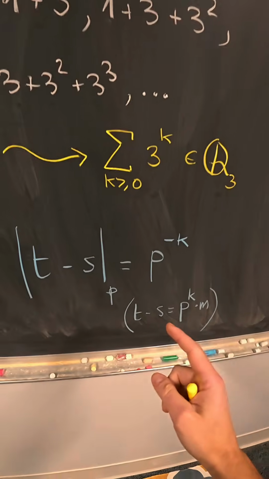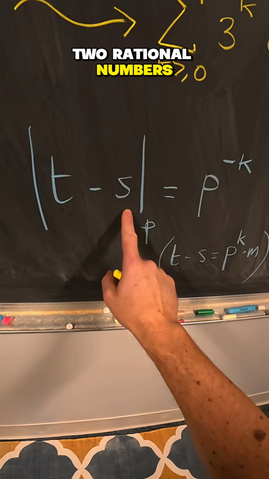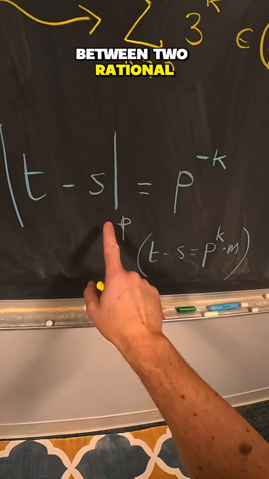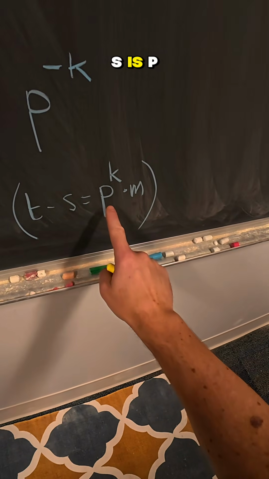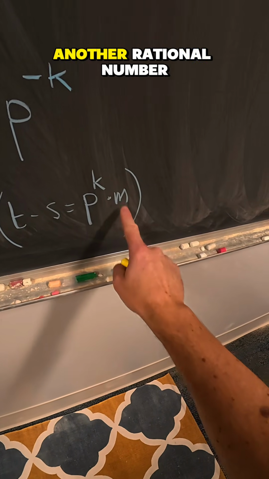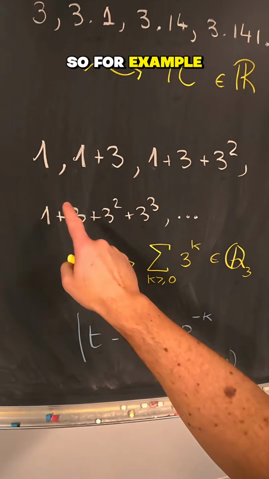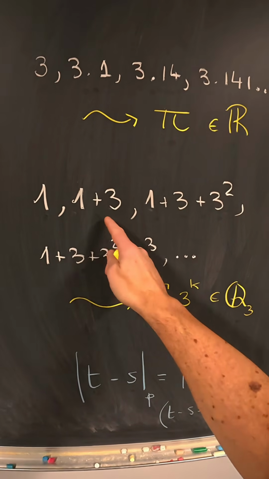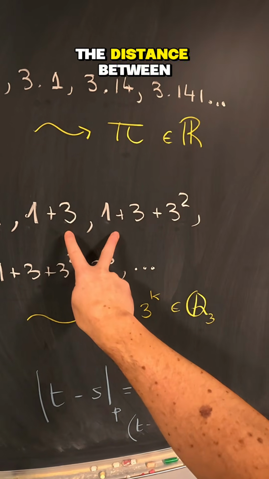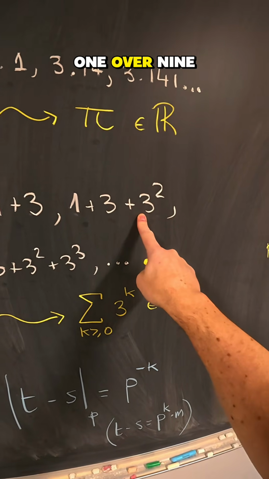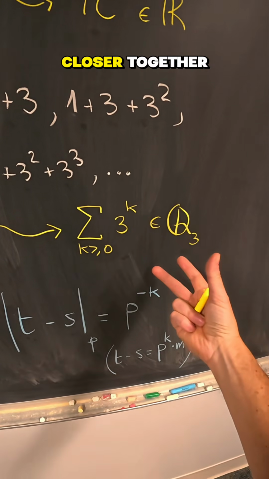What is that distance? The p-adic distance is defined as follows. The distance between two rational numbers t and s is p to the minus k if t minus s is p to the k times another rational number that has no p in the numerator or denominator. So, for example, for 1 and 1 plus 3, the distance is 1 over 3. The distance between these two will be 1 over 9. The distance between these two is 1 over 27, so they are getting closer and closer together.